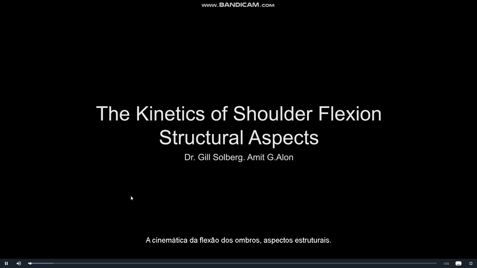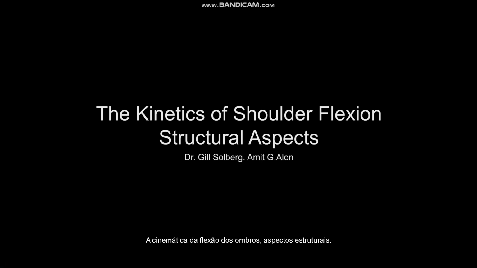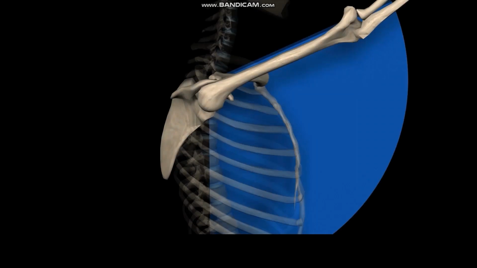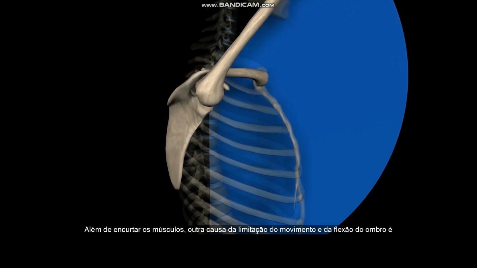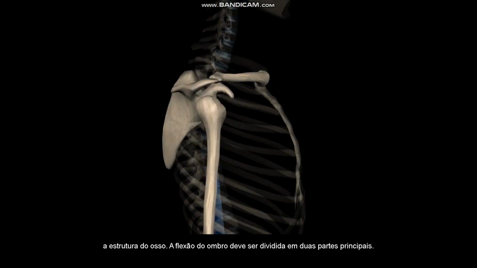The kinetics of shoulder flexion, structural aspects. Other than shortened muscles, another cause of movement limitation in shoulder flexion is bone structure. Shoulder flexion can be divided into two main parts.